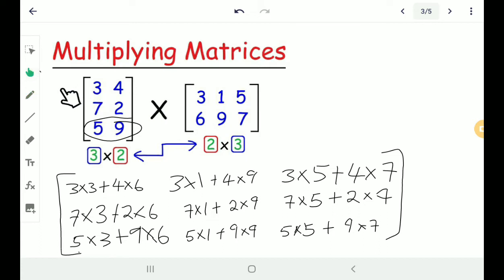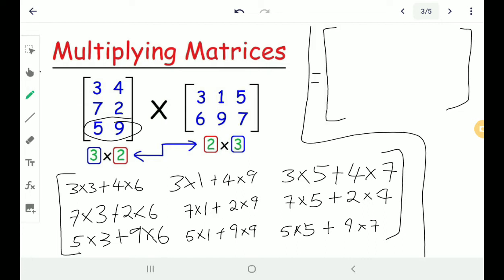Multiply the row of the elements in the first matrix by the columns of the element in the second matrix. And there we have it. So what would be our result here? Our result would end up being, alright, 3 times 3, 9, plus 6 times 4, 24. 9 plus 24 would give us 33.